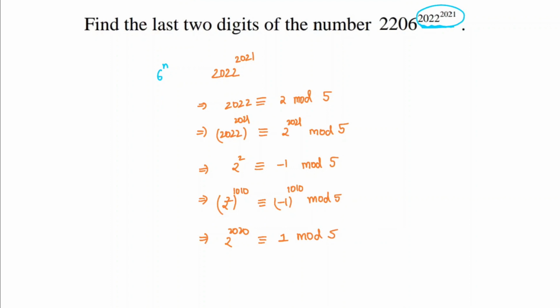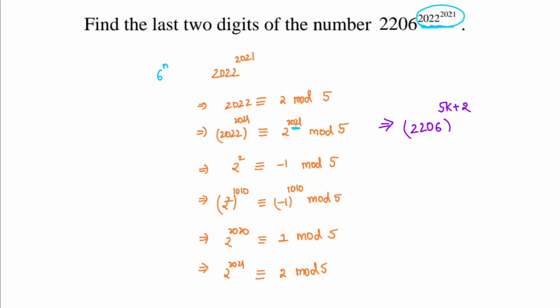But since we require 2021, let us multiply by 2 on both sides, which gives 2 power 2021 congruent to 2 mod 5. So which means the given number 2206, its exponent will be something in the format like 5k plus 2.